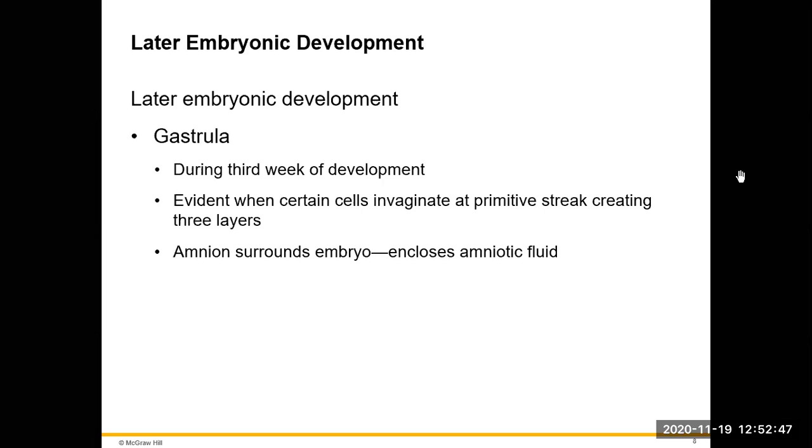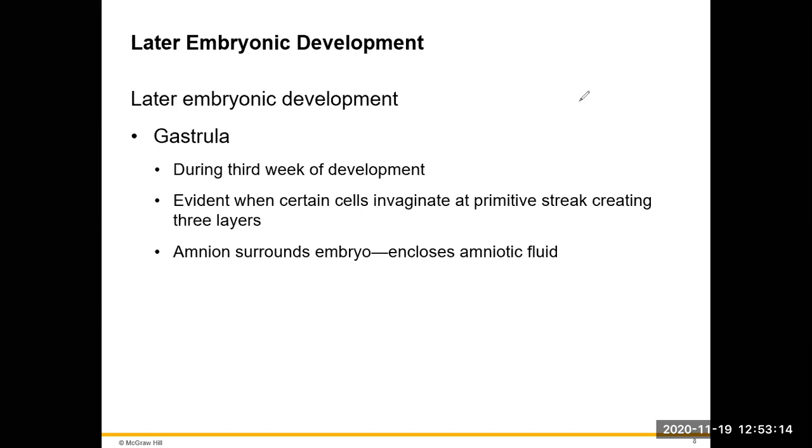The later embryonic development is gastrulation, which is characterized by the formation of the gastrula. Gastrulation occurs during the 3rd week of development. Still, we are under embryonic development, which is within the first 60 days. And it is evident when certain cells invaginate at the primitive streak, creating 3 layers.